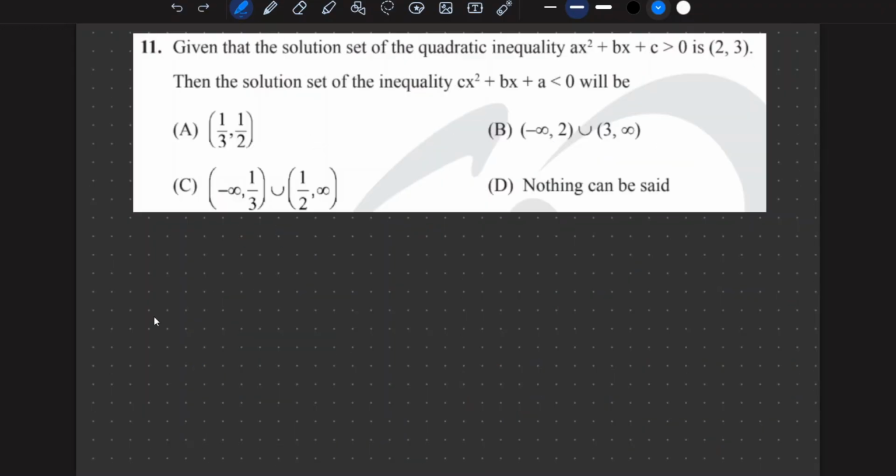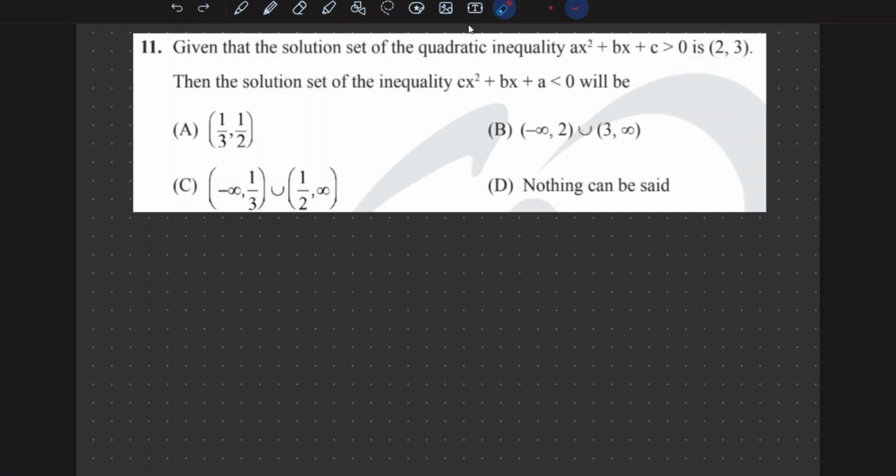So here we have our next problem, and we have been given a quadratic equation, and the solution set for this inequality would be this quadratic inequality. Notice the word quadratic here. This implies that a cannot be 0. So we have been given that the solution set of this quadratic inequality is 2 to 3. So we need to find the solution set of this quadratic inequality.